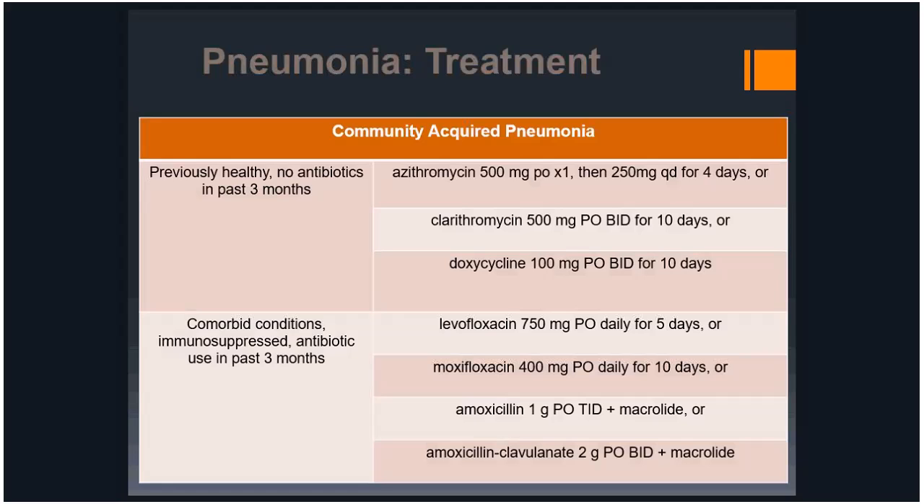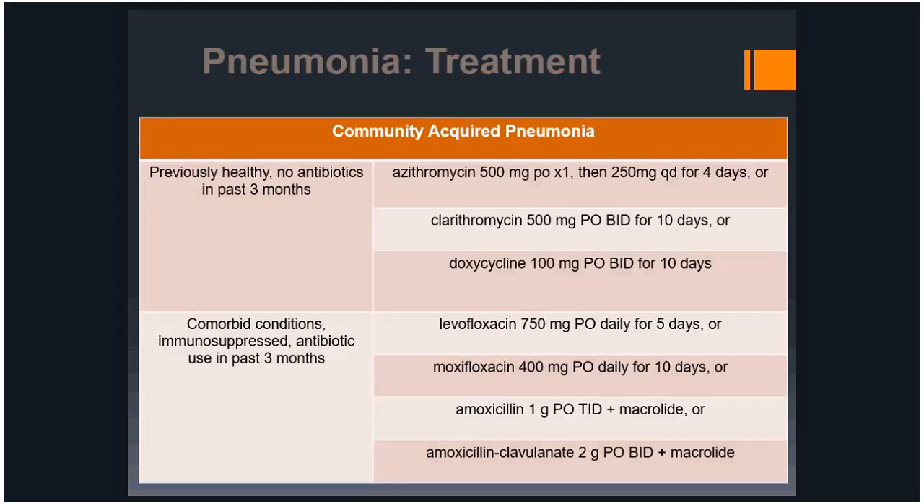And so here you see what your options are with previously healthy, no antibiotics in the past 3 months, versus persons who have comorbidities or are immunosuppressed or have been on antibiotics within the past 3 months. I also want to point out that when you get to which regimen specifically you're going to use for patients, understand that that is influenced by insurance coverage.